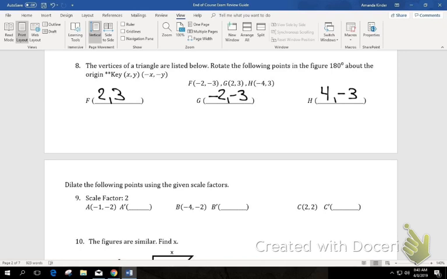Awesome. Now let's talk dilations, okay? Scale factor that's more than 1, I'm multiplying. A scale factor that's a fraction, I'm essentially dividing. You can say I'm still multiplying by the fraction, but what's happening is I'm dividing. All right, so on number 9, scale factor of 2 means I'm multiplying each ordered pair by 2.